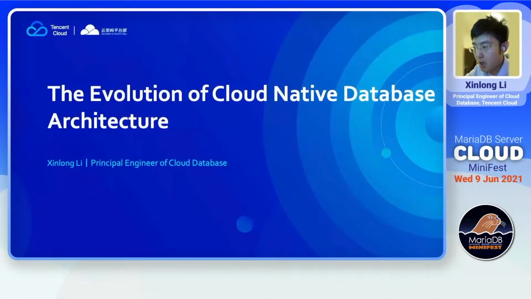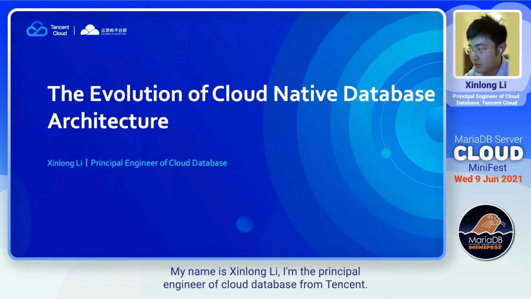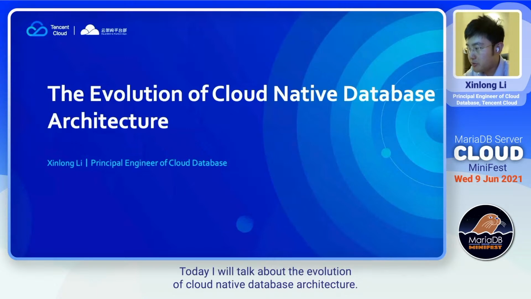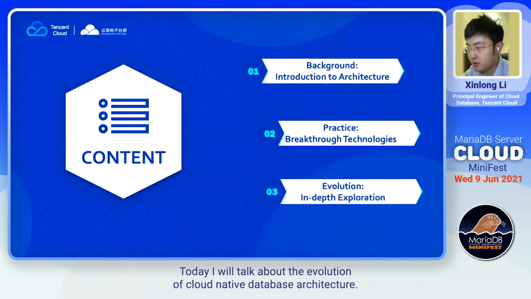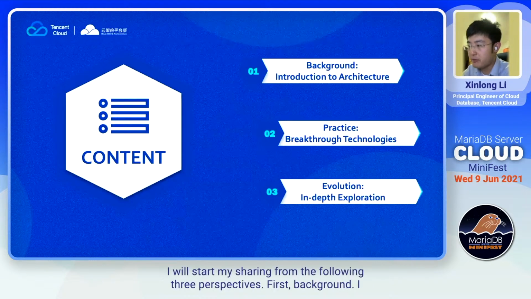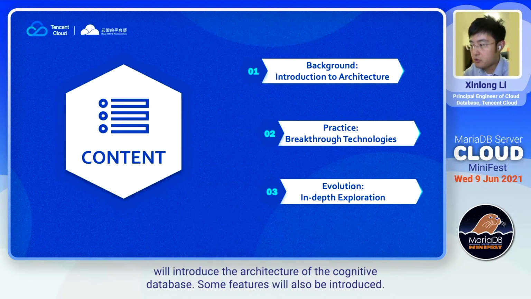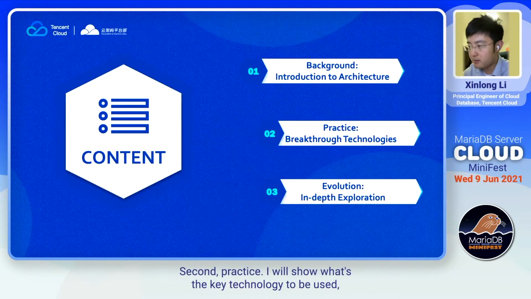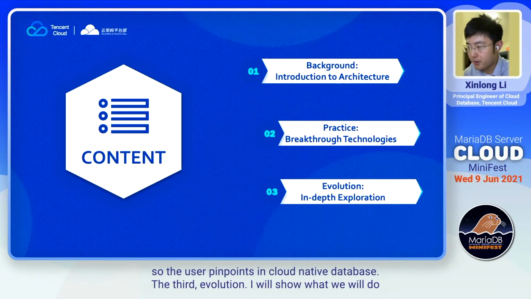Okay, my name is Xinlong Li. I'm Principal Engineer of Cloud Database from Tencent. Today, I will talk about the evolution of cloud-native database architecture. I will start my sharing from the following three perspectives. The first, background. I will introduce the architecture of the cloud-native database. Some features will also be introduced. Second, practice. I will show what key technology we use to solve the user pain points in cloud-native database. The third, evolution. I will show what we will do in the future.